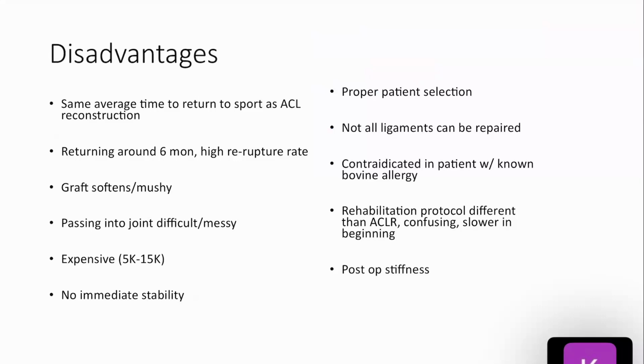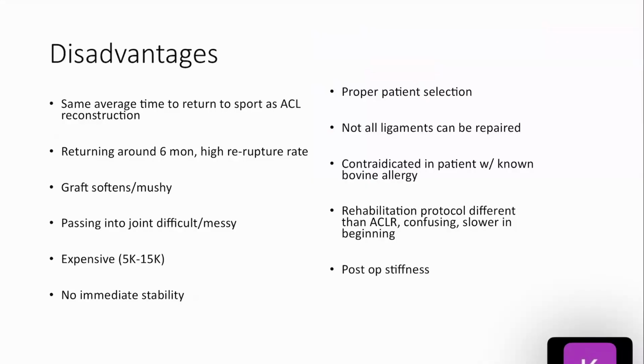Some of the disadvantages when it comes to recovery and rehab: it's still the same average time to return to sport as an ACL reconstruction. So it's still an average of 9 months, and it could still take up to 12. Returning to sports sooner, around 6 months, has been shown to have a higher re-rupture rate.